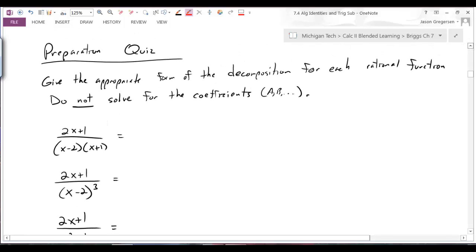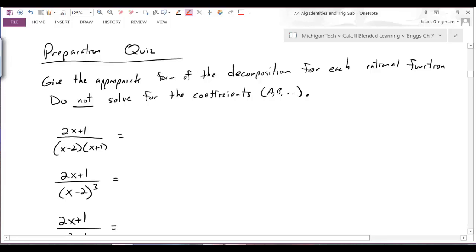All I want you to do is give the appropriate form of the decomposition for these rational functions. Partial fractions is all about taking a fraction, a ratio of polynomials, and breaking it down into the sum of easier to work with fractions. There's a form of the decomposition, and I want you to just write the form. It's going to have coefficients, A's and B's and C's. You don't have to find the coefficients or do anything more complicated. Just write the form that the decomposition will have.